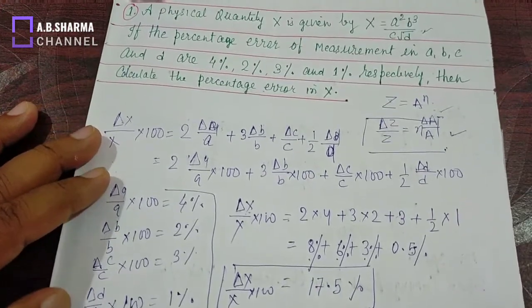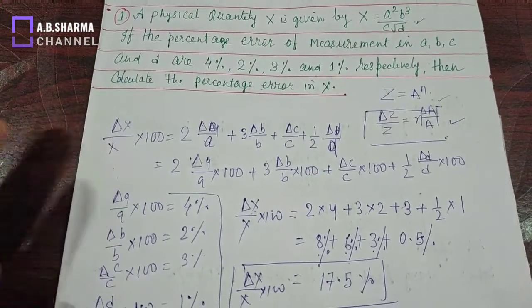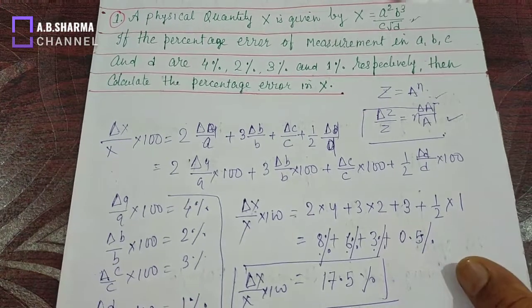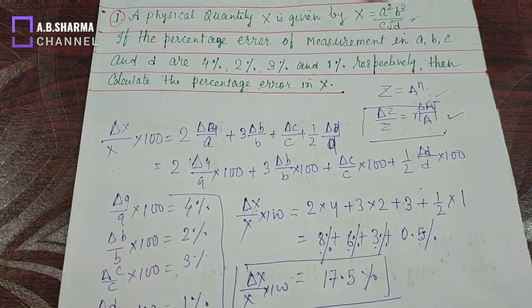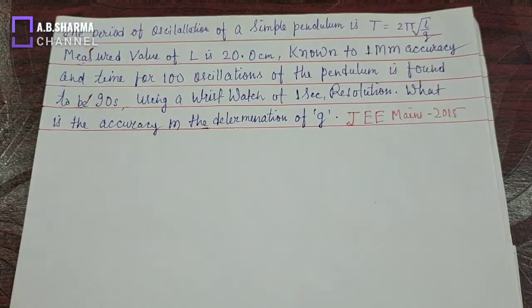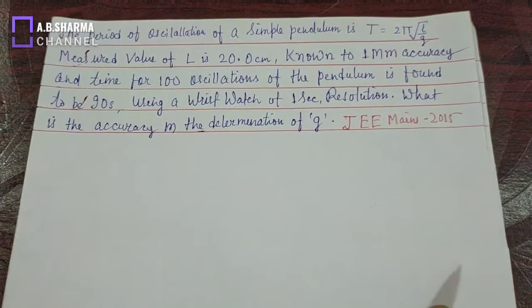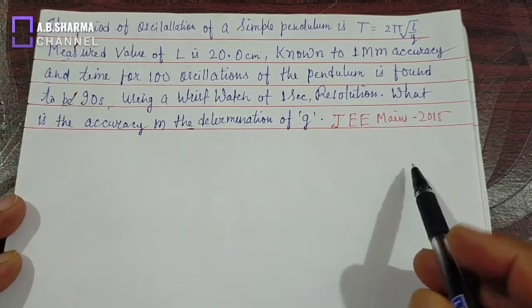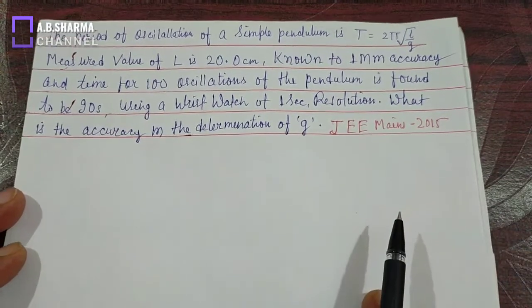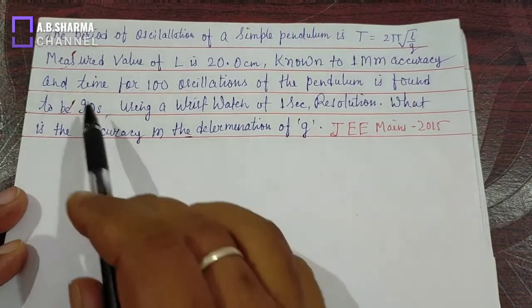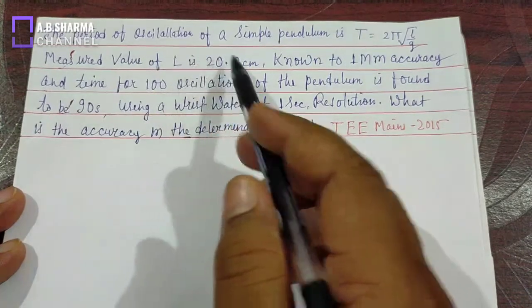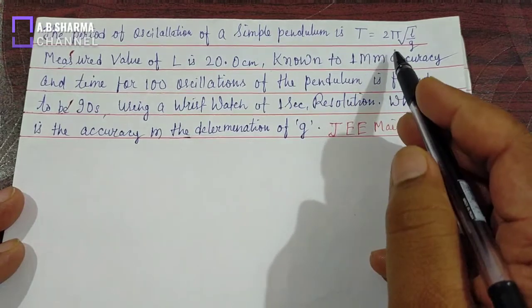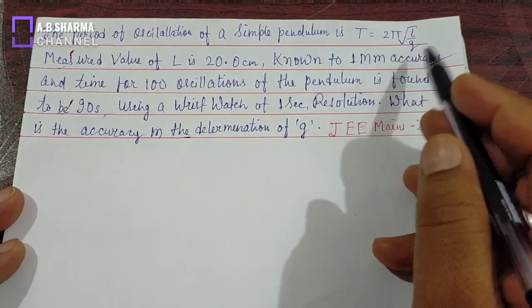These are very simple questions based on propagation of errors. Now see the next question. The next question is a bit twisted, and this question was asked in JEE Mains 2015. Read the question. The period of oscillation of a simple pendulum is T equals 2 pi root L over g.